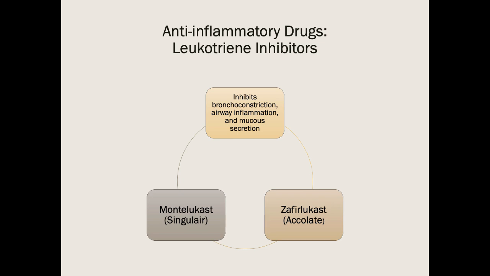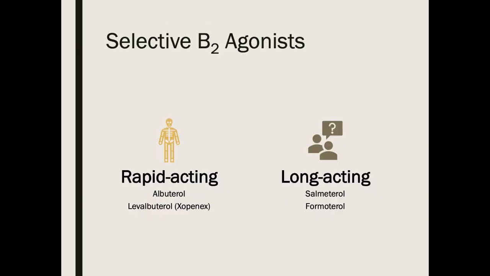So again, you may have seen these out there. Your patients may be prescribed these. Singulair is probably the most common leukotriene inhibitor out there. So you see Singulair, we know it's an anti-inflammatory medication for a respiratory condition. It's not a glucocorticoid, but it's a leukotriene inhibitor.